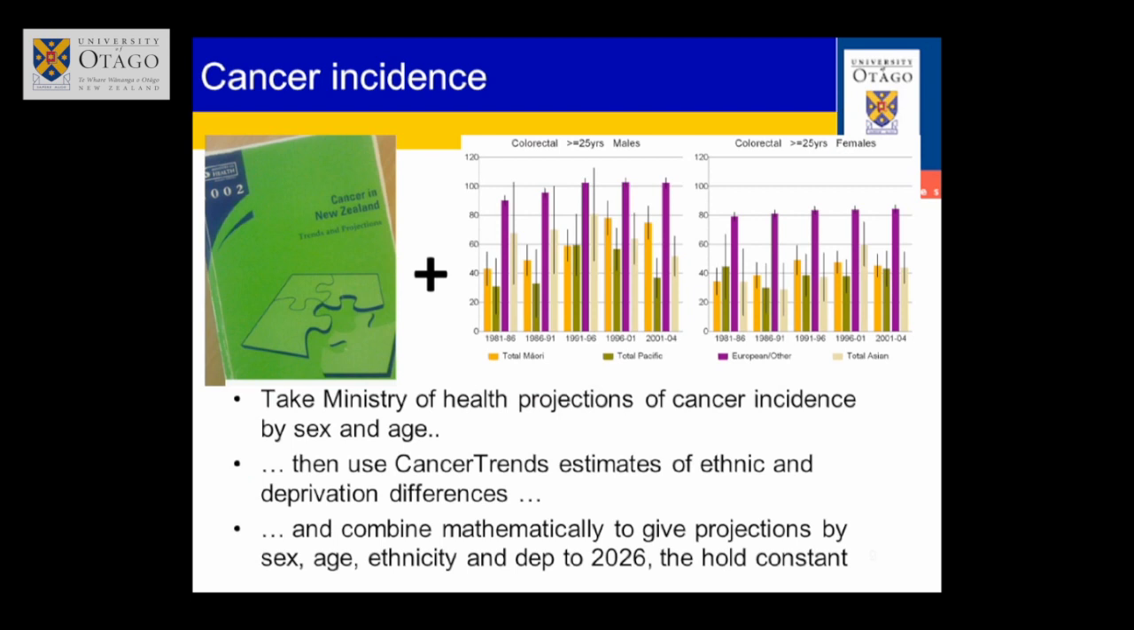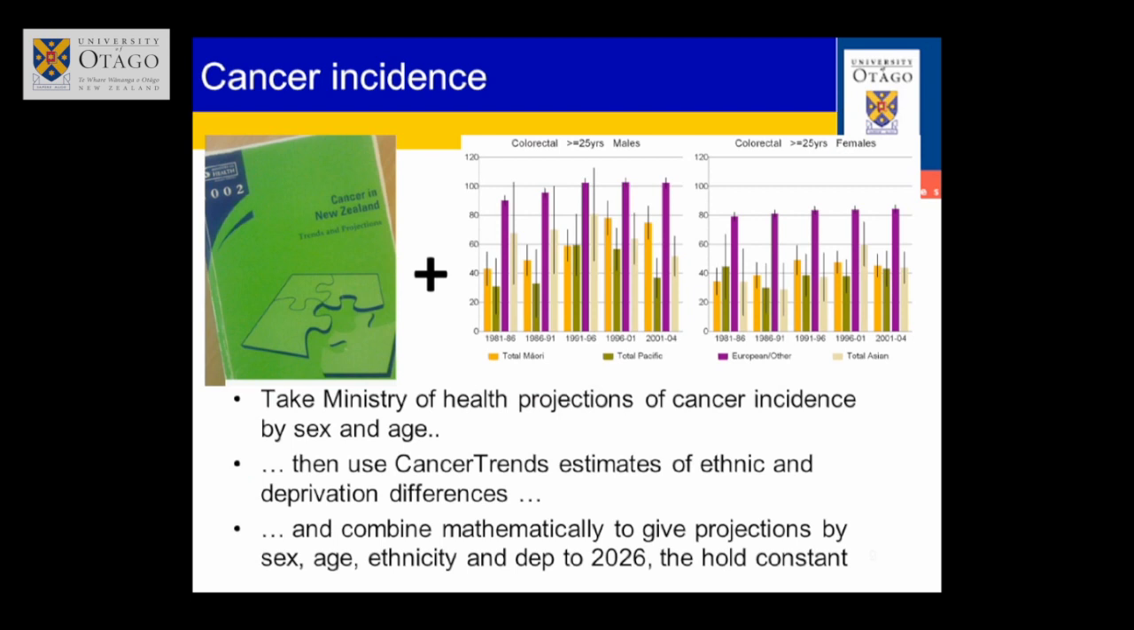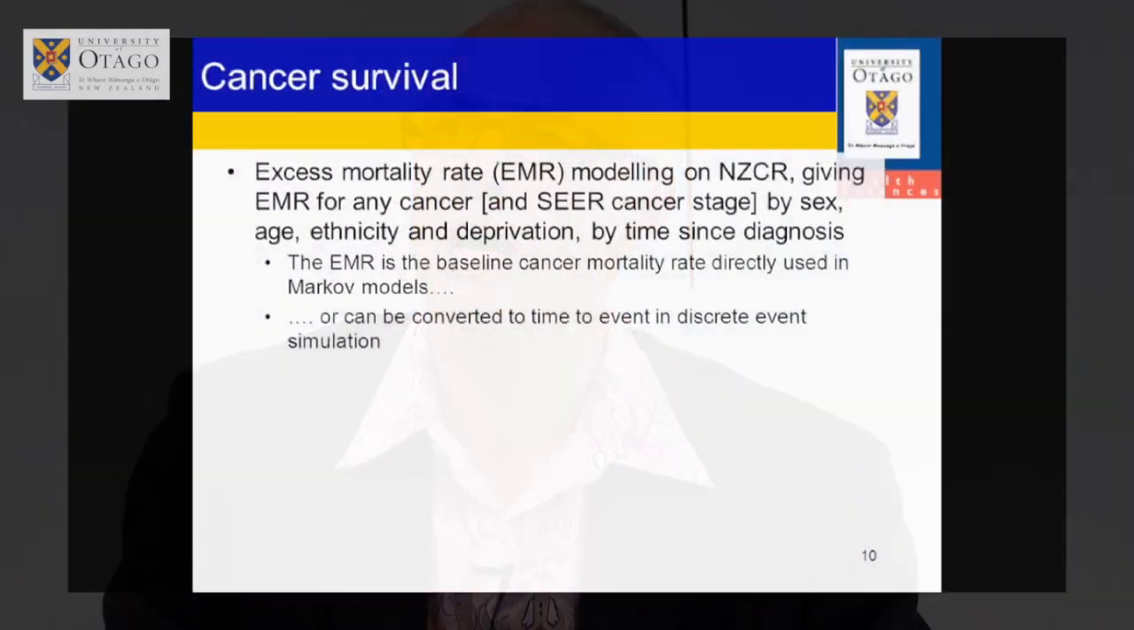That projects out to the future the rates of cancer incidence by sex and age, leveraging off cancer registry data from 48. But it doesn't include it by deprivation and ethnicity. So what we do is we blend it with the work I've led, looking at the ethnic and socioeconomic differences in cancer incidence. Bang, we've got projections all the way up to 2026 in cancer incidence rates by heterogeneity. That's the first input.